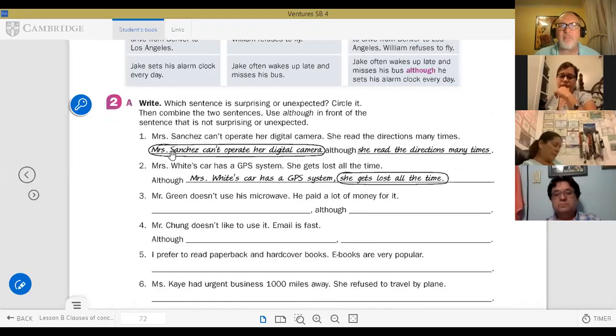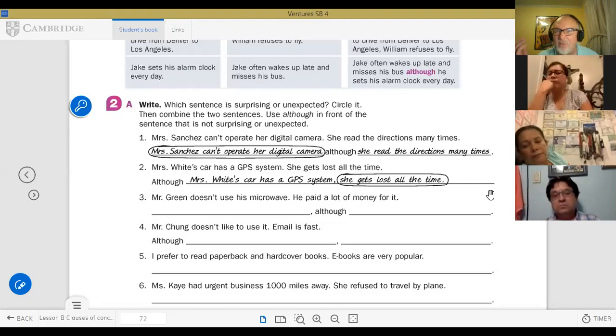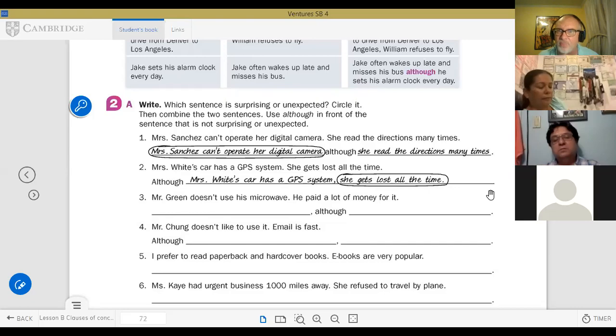I have here, Mrs. Sanchez can't operate her digital camera, although she read the directions. If I have despite the fact that, I don't have to change anything. So what do I say? Mrs. Sanchez can't operate her digital camera despite the fact that she read the directions many times. Oh, good. You see, it's exactly the same as although.